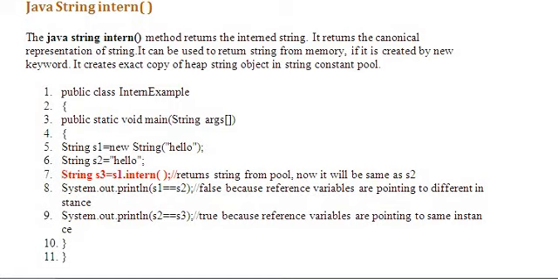When we write a statement like line number 7, String s3 = s1.intern(), it will refer to the object which is in the SCP, that is, the string constant pool. If you write a statement like String s3 = within double quotation some string, it refers to the same object which is in the SCP area, because the content is already available in the SCP area. No need to create a new object.